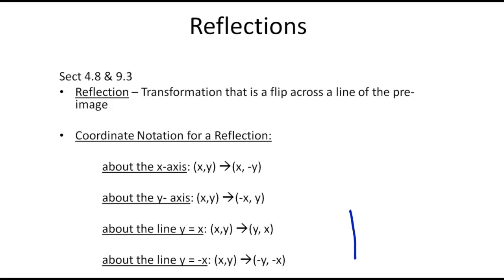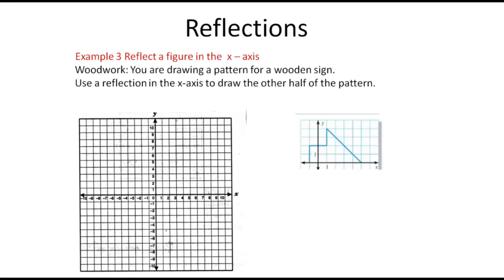Y equals a negative x is this line right down the middle going the other direction with that negative slope. That's my line y equals negative x. So I'm going to flip it across that line. So we will look at axes, we will look at horizontal and vertical lines, and we will look at reflecting things across the line y equals x, and y equals negative x.